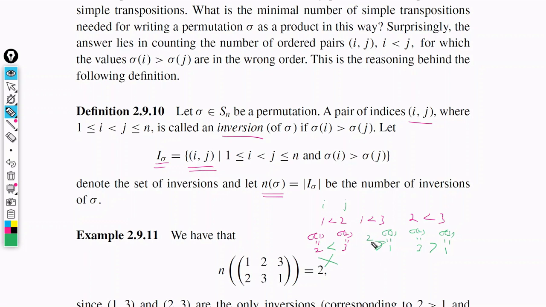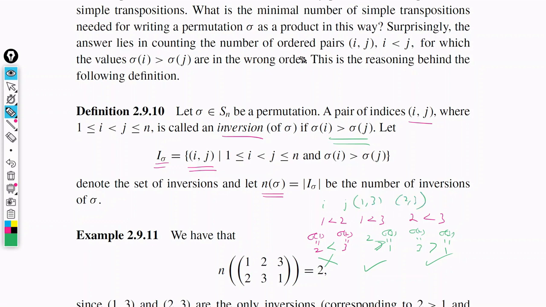1 goes to 2, so sigma 1 is 2, and 3 goes to 1, so sigma 3 equals 1. So it is clear that 2 is greater than 1. Yes, so this is an inversion. Similarly, this is also an inversion. 2 maps to 3 and 3 maps to 1, so 3 is greater than 1. So for this permutation, we have only 2 inversions: the pairs 1, 3 and 2, 3.